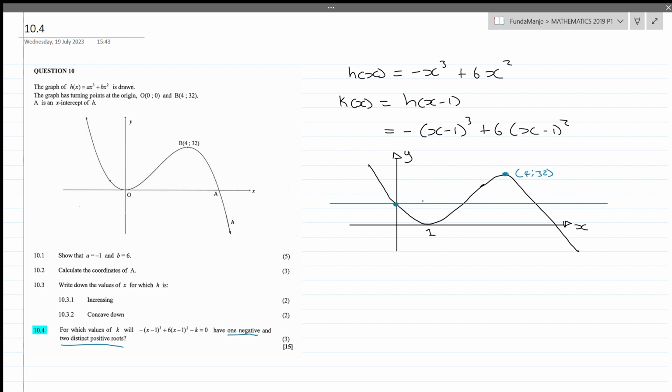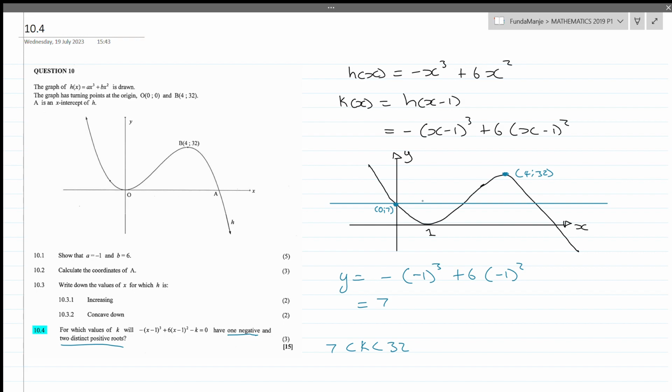So to find that y-intercept, we make x 0 in this equation to find what the y-intercept will be. Making x 0 here, we're going to have minus (0 minus 1) cubed plus 6(0 minus 1) squared. This gives us 7. So it means that point over there is (0, 7), which means k has to be between 7 and 32, and you can write that as k is greater than 7 but smaller than 32.